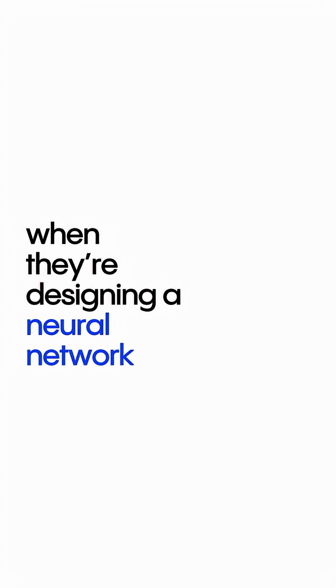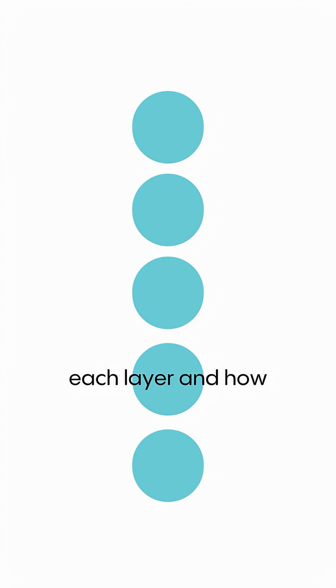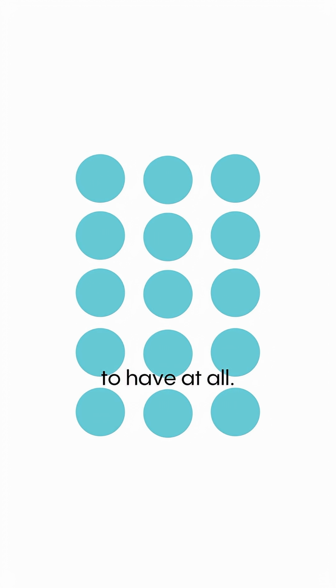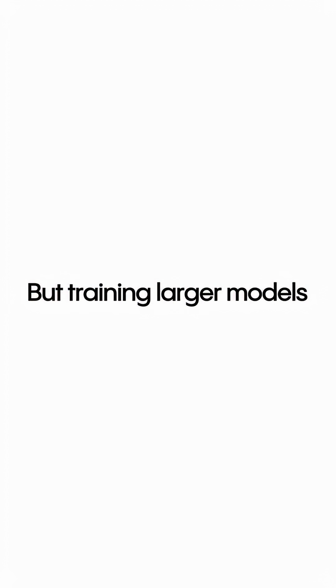Two decisions that the engineer needs to make when they're designing a neural network are how many neurons to have in each layer and how many layers to have in all. Layers with more neurons and models with more layers tend to perform better because they can capture more nuance in understanding, but training larger models involves more compute.